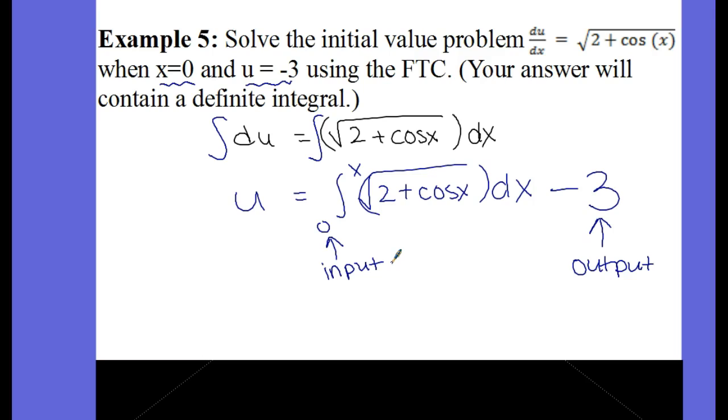Yes? Will the upper bound always be x? In this case, yes, because if it said, solve the initial value problem when x equals 0, and we know u equals -3, and then it could say for x equals 5, then that would be 5, and then you could actually find it. But this is just saying, solve that initial value problem so that it's set up and we have some ambiguous value.